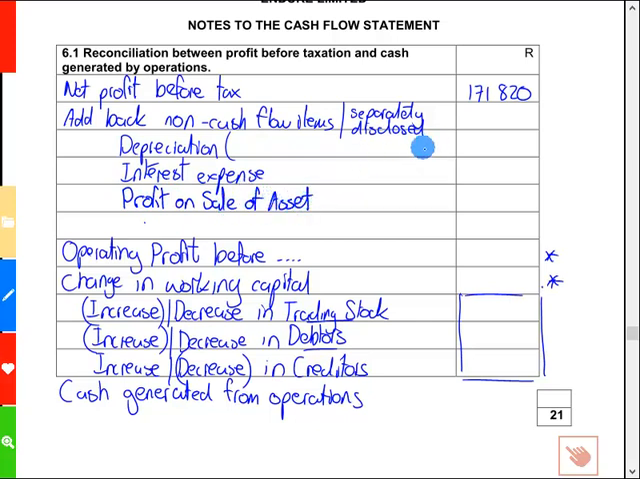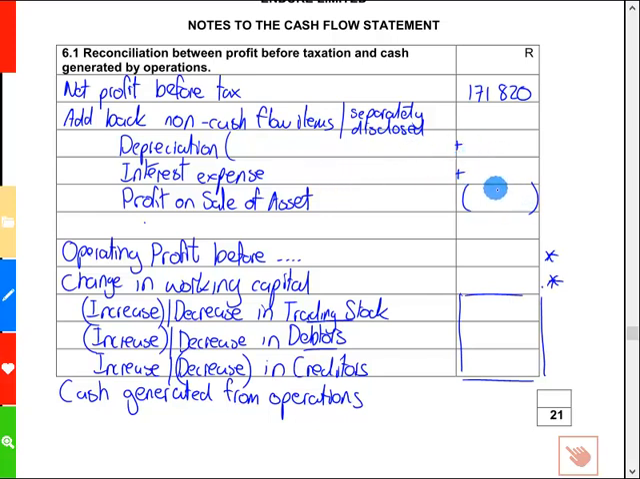So depreciation we're going to add back, so that will be a positive. Interest expense we'll add back, that's going to be a positive. Profit on sale of asset, how do we reverse that? We have to reverse that with a negative. These two are already negatives in my net profit before tax. So if I reverse them, it needs to be a positive. Profit on sale of asset, to reverse that, needs to be a negative.